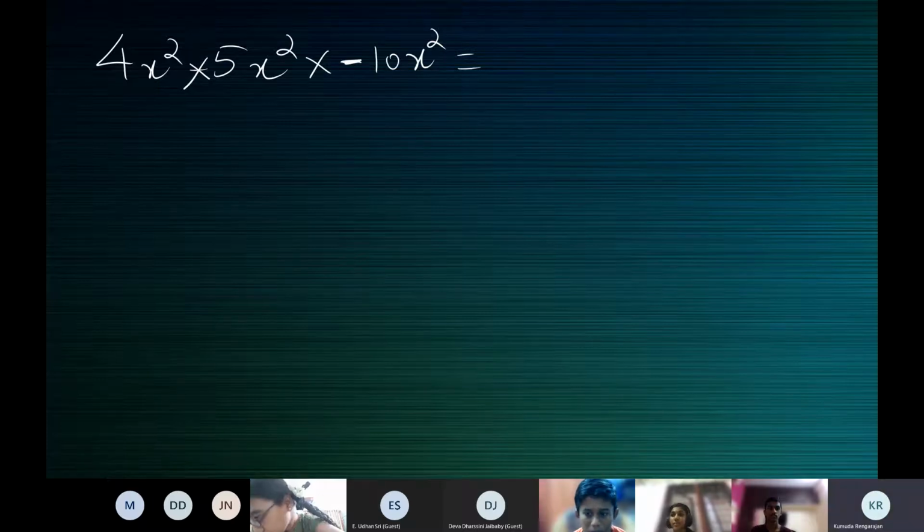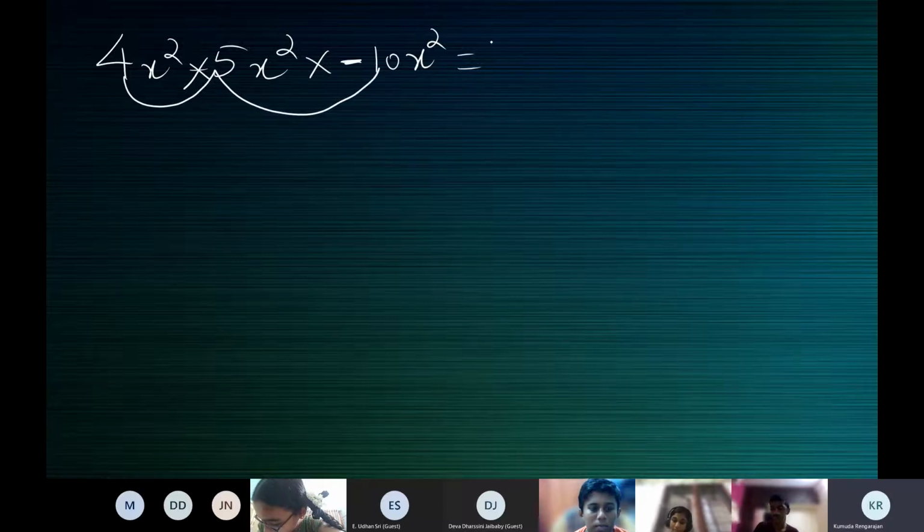But if you have to add or subtract, you need to check if they are like terms. So this multiplication, you don't have to check whether they're like or unlike. It's multiplication. So multiply the numbers, multiply the numerals. Okay, so 4 5s are 20. 20 into minus 10 is minus 200.